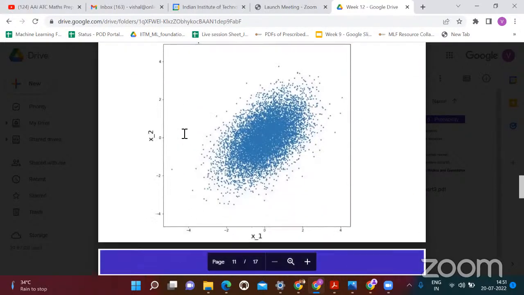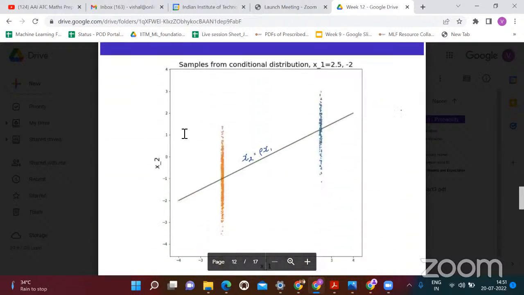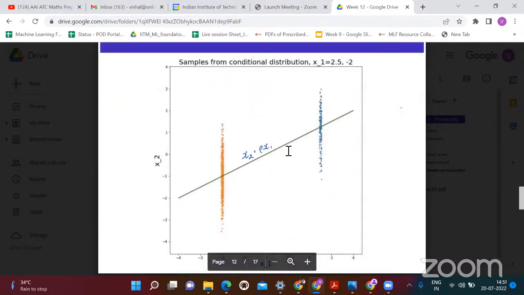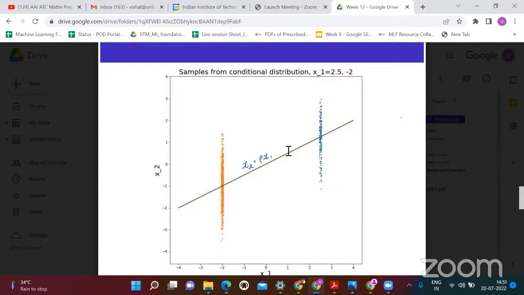So what he did was take a chunk of the data set from there after fixing the value. Since this is continuous, we can't take the exact value, so we just take a boundary. For example, if I put x1 equals 2.5, that means we are taking values from 2.45 to 2.52. This is the chunk of the data set we are taking, and here x1 has been fixed.